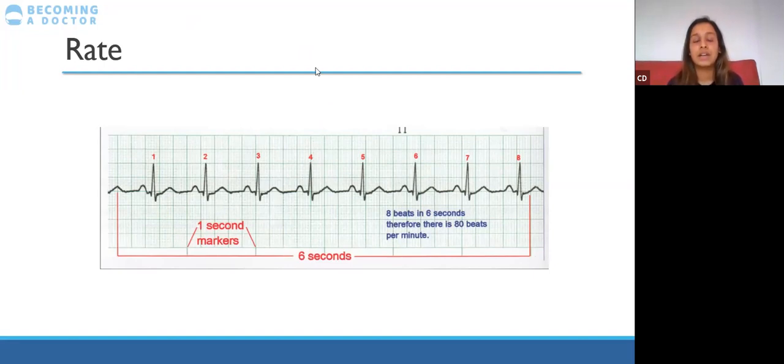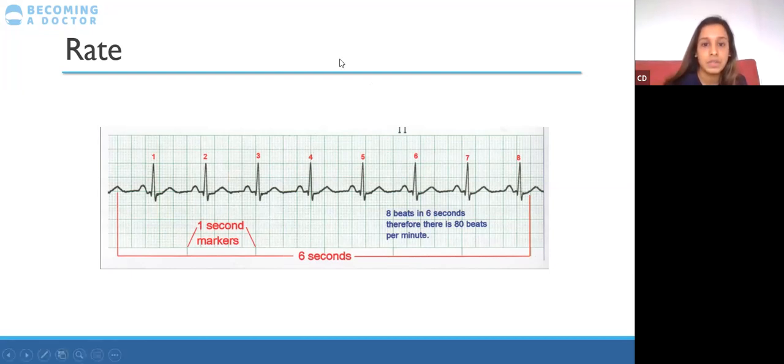But in real life, you'd look at this base strip, which has 10 seconds' worth. So you can count the number of QRS complexes in that 10 seconds, times it by 6, and that will give you the number of beats per minute.